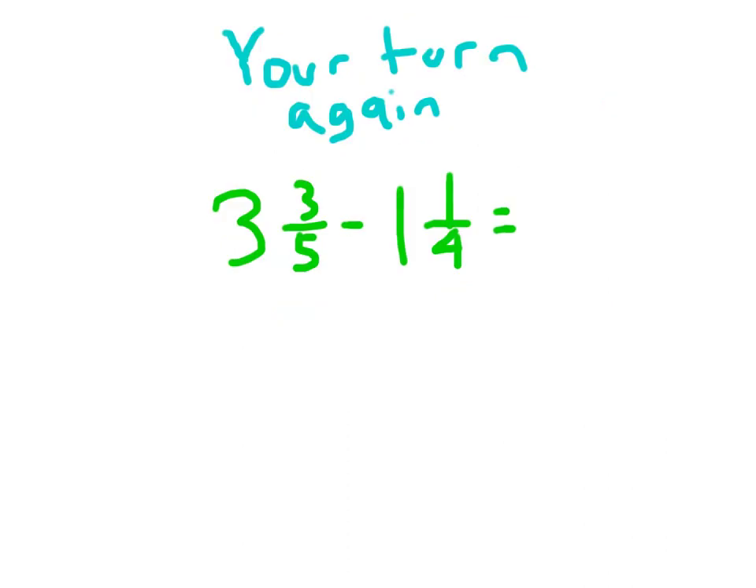In this case, with 3 and 3/5 minus 1 and 1/4, you might be asking, well, what common denominator can I choose? I'm going to give you a hint. Let's choose 20ths. Go ahead and pause the video and solve this problem.